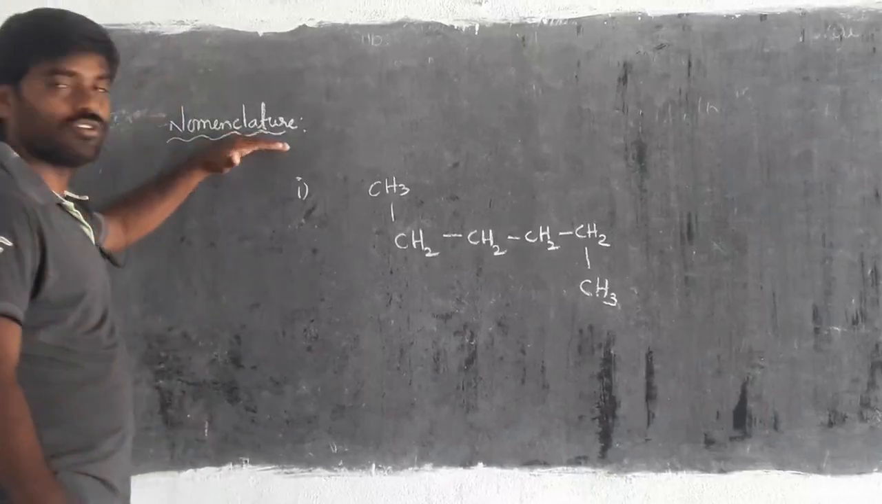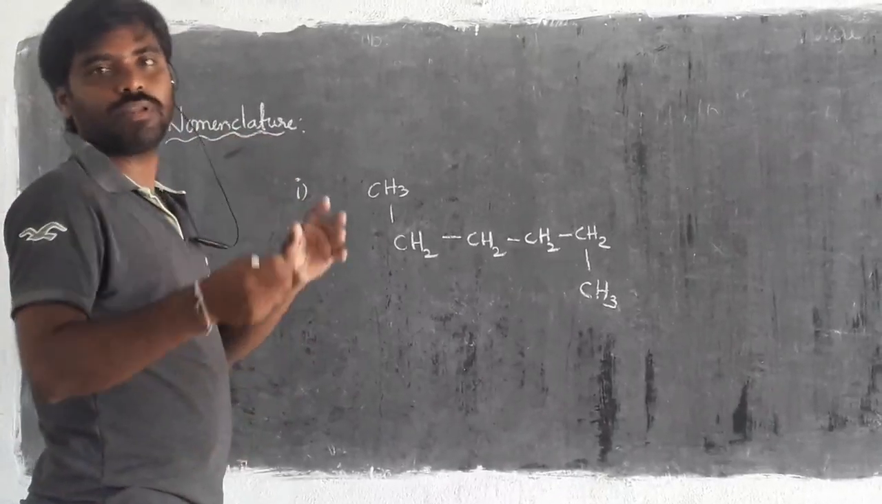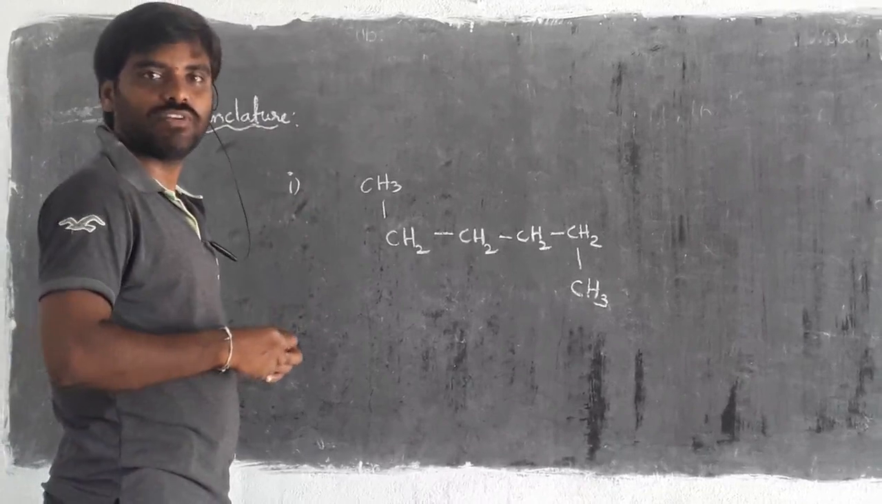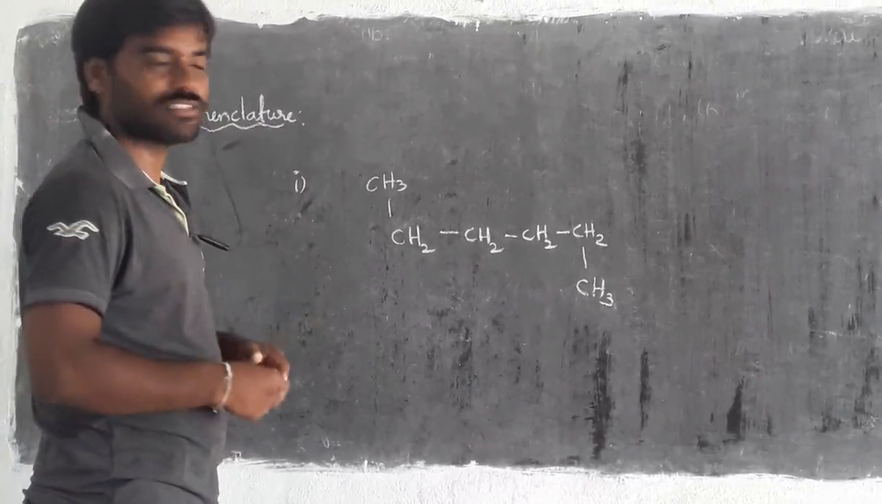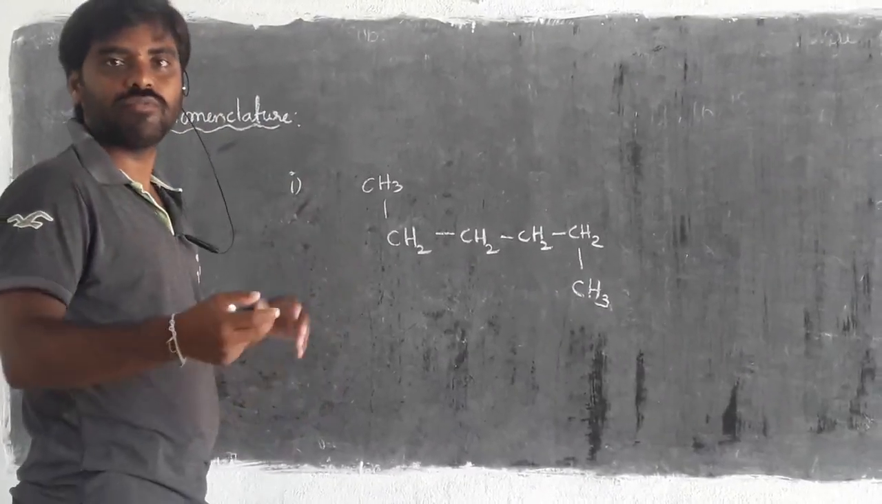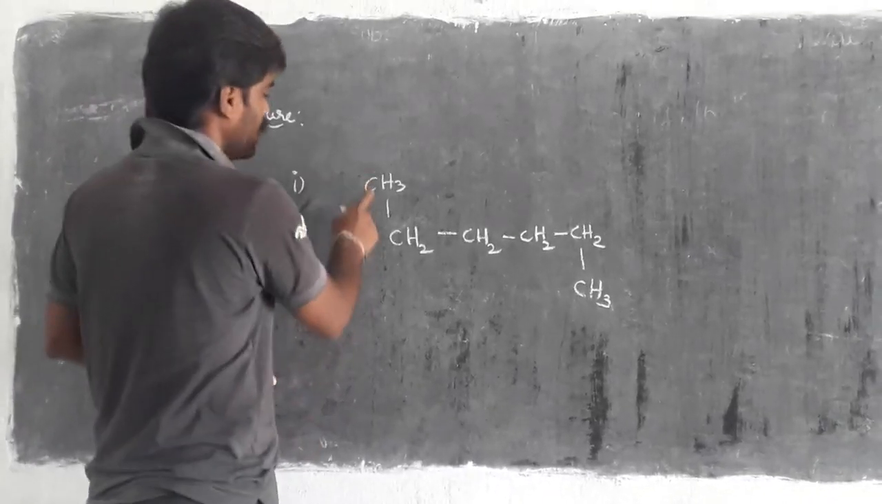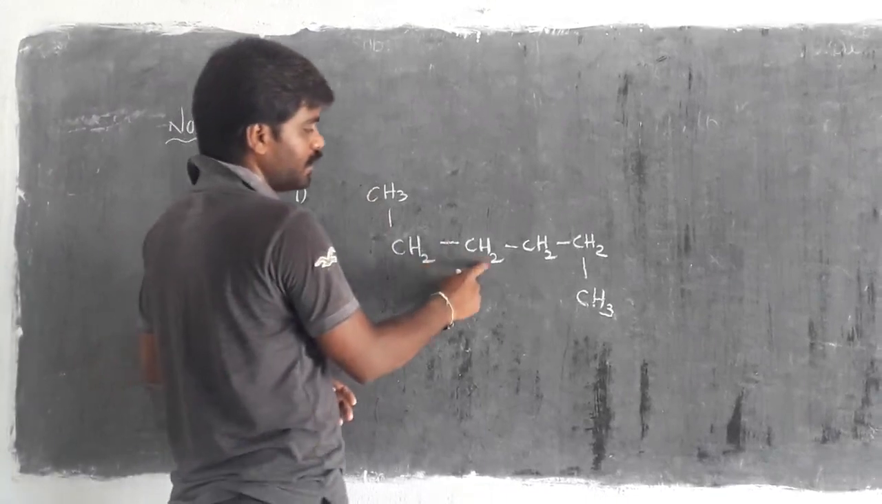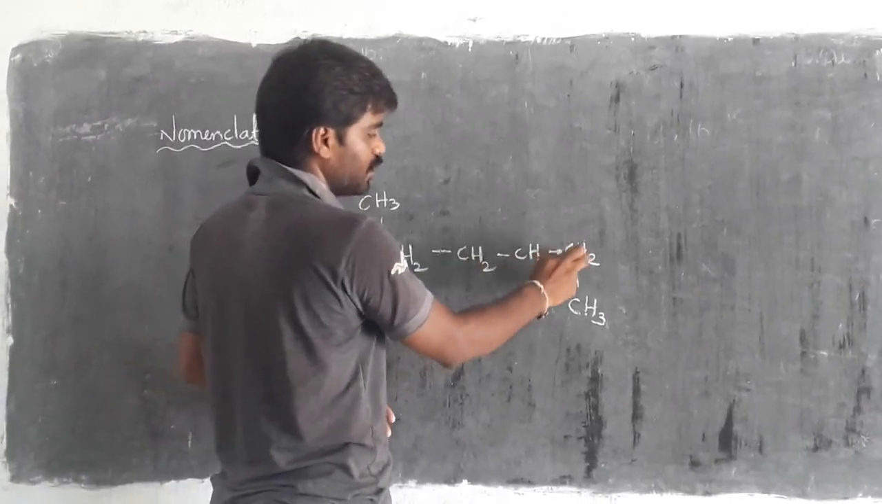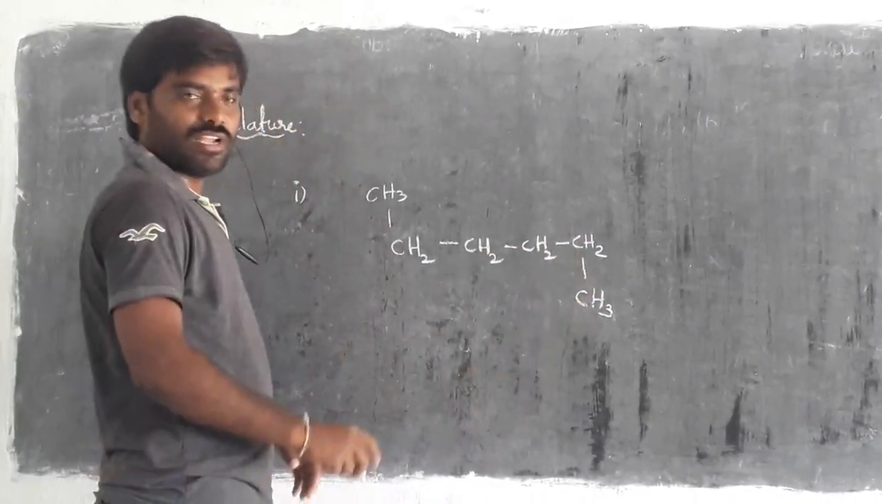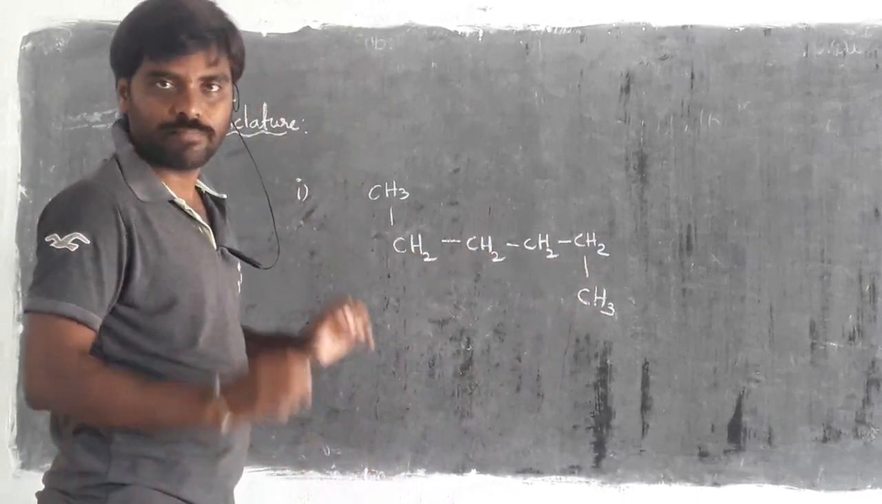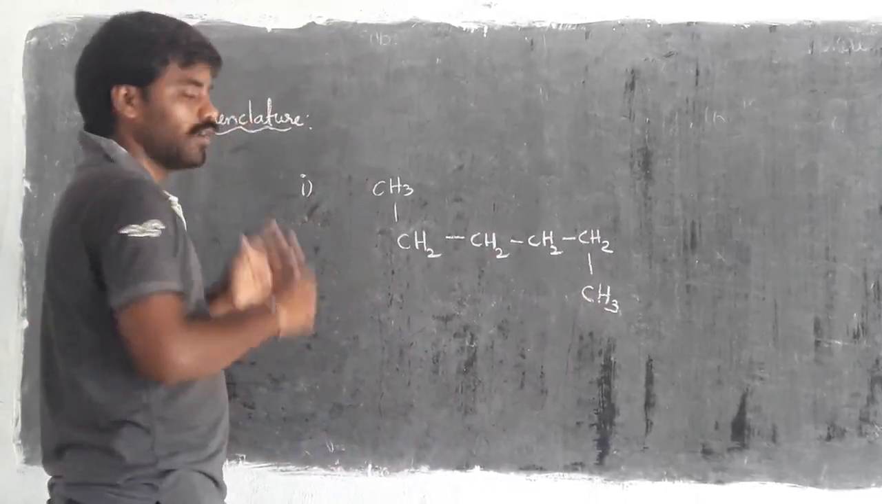Now we are discussing nomenclature based on all the previous rules we discussed in the previous classes. Based on that, now we have to take a few examples to give the name to a particular molecule. Here I have CH3, bond CH2, bond CH2, bond CH2, bond CH2 and bond CH3. This is the given molecule.